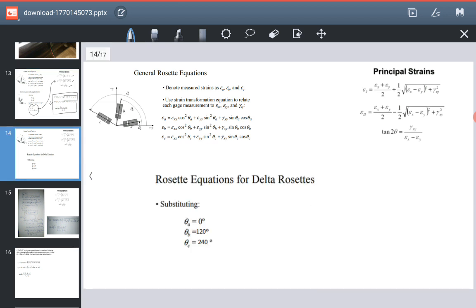Now let's come to the rosettes which have angles 0, 120, 240. Same procedure. We are going to write general equations, put the values of thetas, and let's see. Okay, for theta A equal to 0, this will be 0, this will be 0, and EA equals EXX.